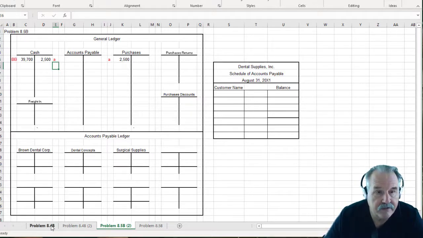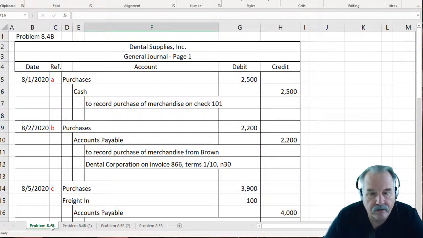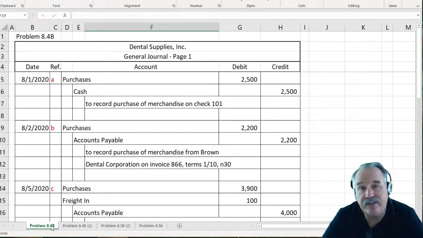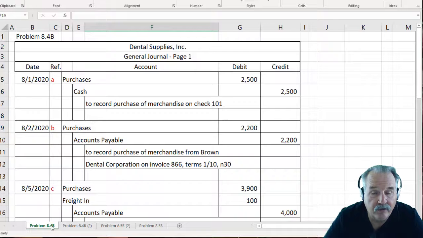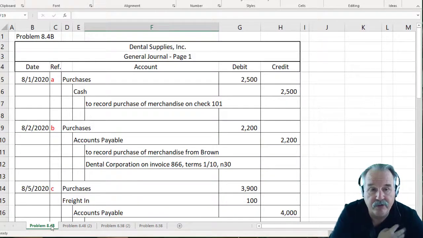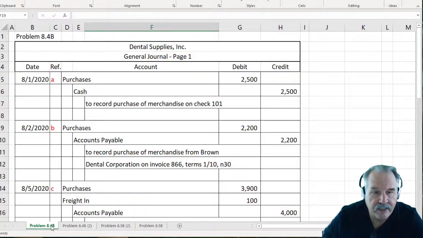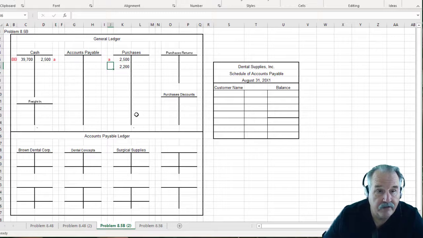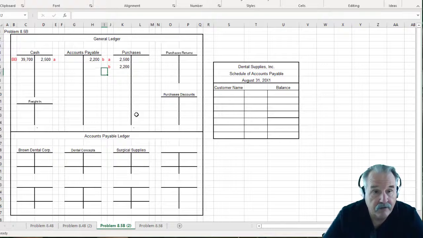Transaction B says we bought $2,200 of merchandise from Brown Dental Corp on invoice 866, terms 1/10, net 30. I have put the terms of this transaction in the description so that the reader or somebody in the future will know what those terms were. Debit purchases and credit accounts payable. So we'll post this to our ledger. Debit purchases, $2,200. And this is transaction B. And credit to accounts payable, transaction B.